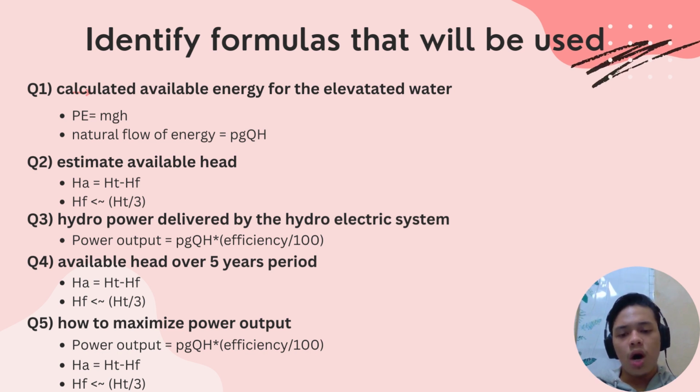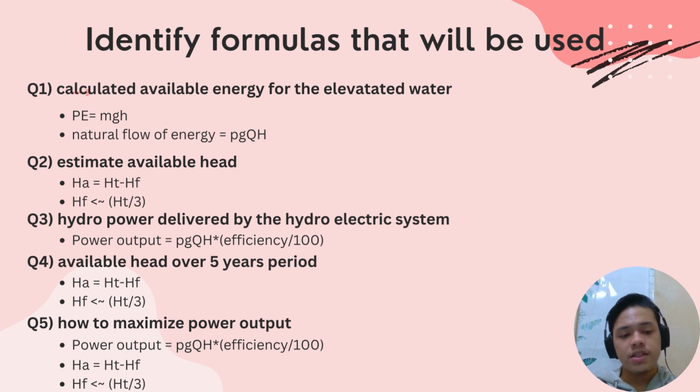Okay, so the final question wants us to give a method to maximize the power output. If we inspect the power output equation, density times gravitational acceleration times Q times H times efficiency per 100, we can see that if we increase one of the variables, the power output will also be increased.